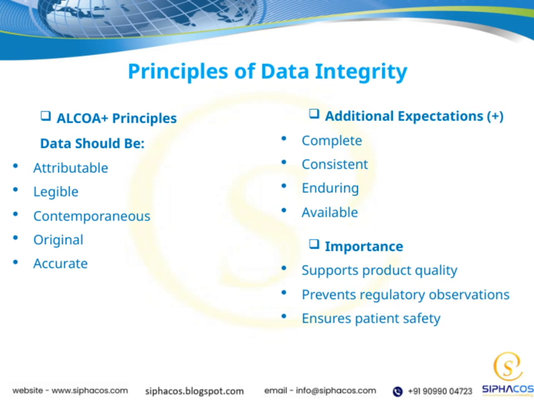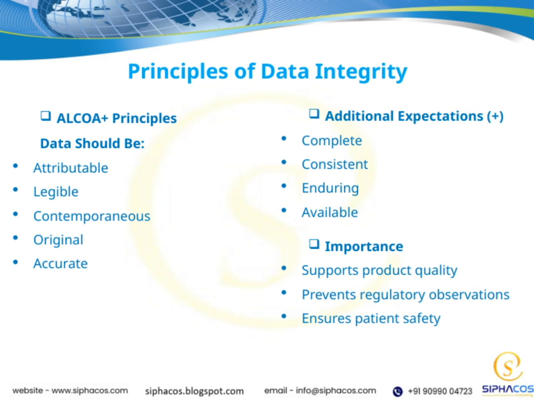These are important because they help ensure our data remains complete, consistent, enduring, and available throughout the entire process. When data is complete, it means nothing is missing. Consistent means it aligns with our procedures and standards. Enduring ensures the data can stand the test of time, and available means it's accessible when needed. These principles are crucial because they directly support product quality, help prevent regulatory observations, and ultimately ensure patient safety.